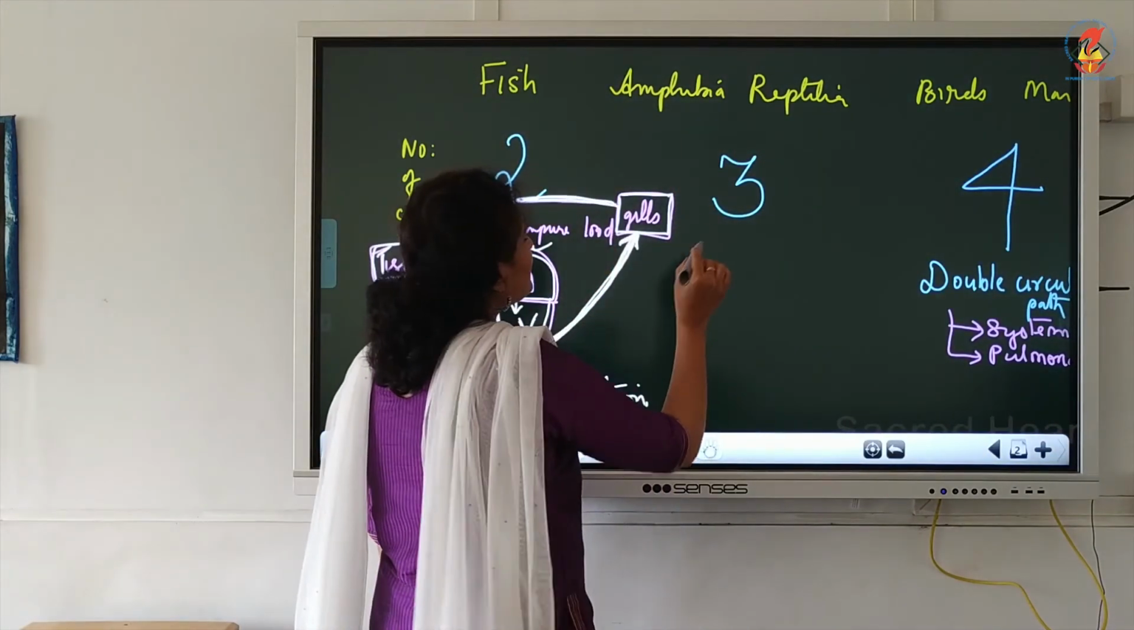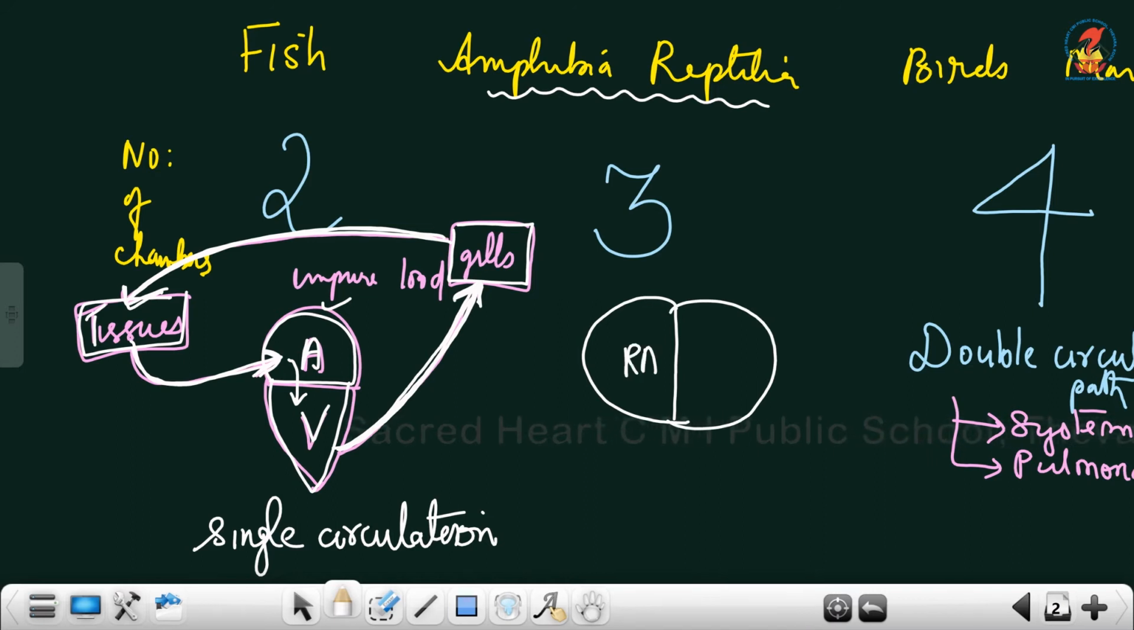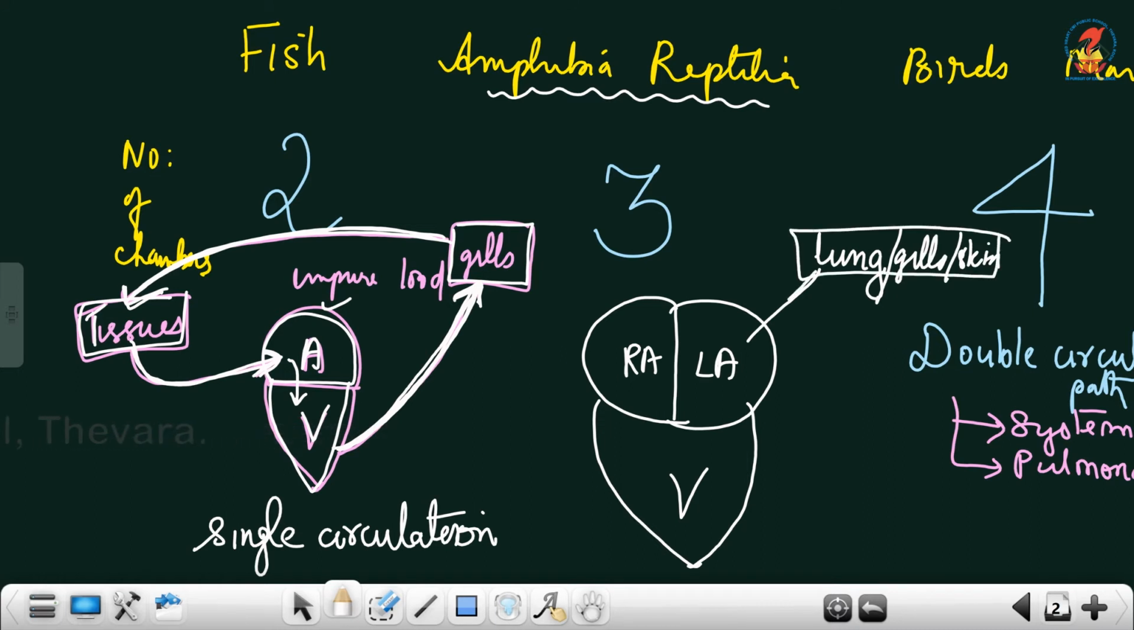Now coming to the heart of amphibians and reptiles, they are three-chambered, having the right atrium, left atrium and a single ventricle. Now the left atrium receives pure blood from the lungs or gills or skin, whichever may be the respiratory organ. And the right atrium receives the impure blood from different parts of the body, that is, after cellular respiration.